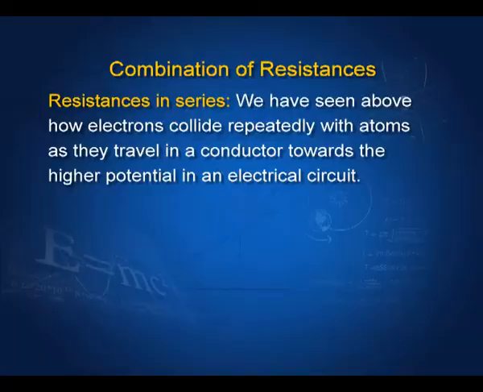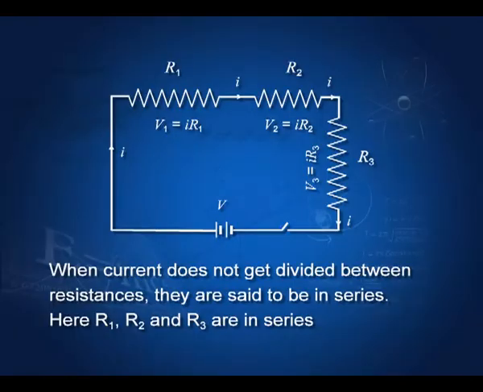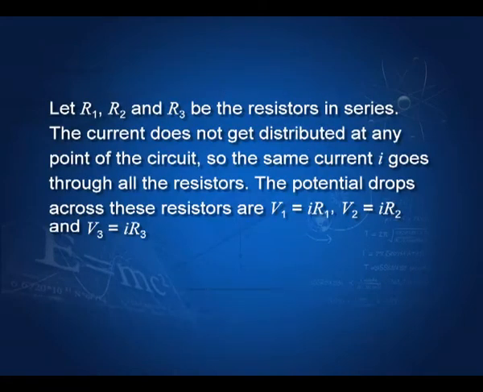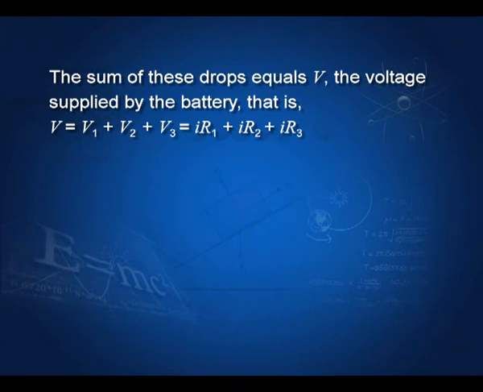If I combine resistances one after the other, they are said to be in series. And in fact, they constitute one whole long conductor. And therefore, the resistances are added. Here, we have resistance R1, R2, R3. They are all in series. The current flows through this R1, then through R2, then through R3. It is not divided. It does not get divided anywhere. So, it flows through R1, R2, R3. R1, R2, R3 are said to be in series.